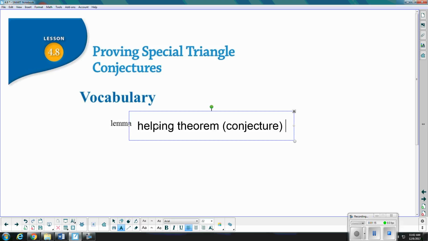So you'll see we'll show how we know lemmas are true, and then we're going to use them to help show theorems are true.